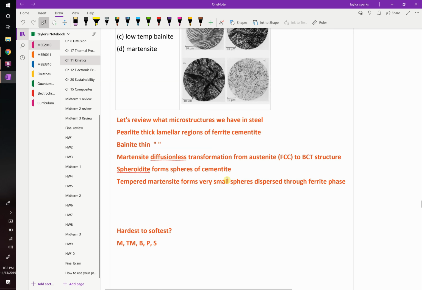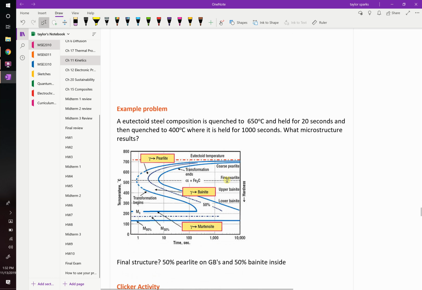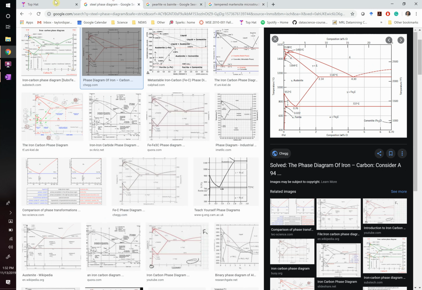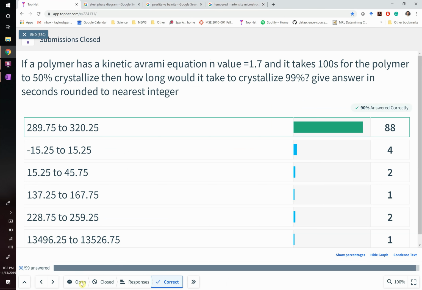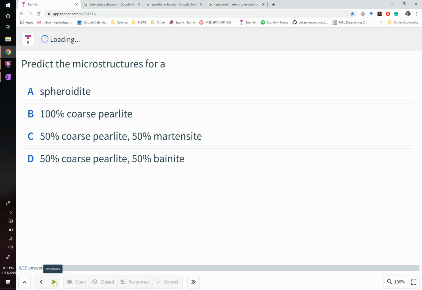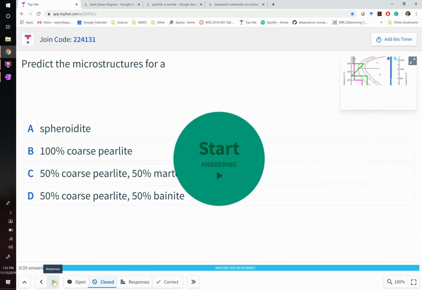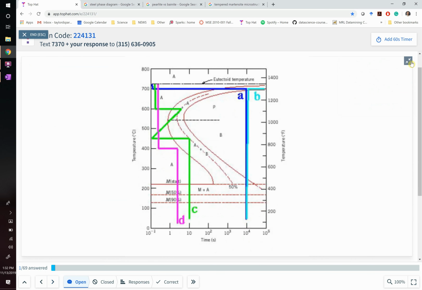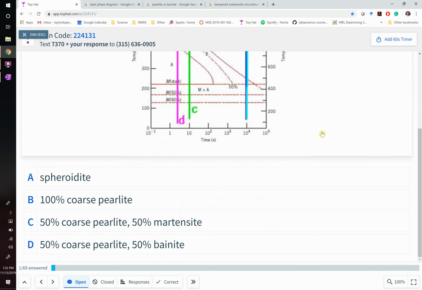Let's do some examples, okay? Let's talk about how we would get different regions. So we're going to do this with some clicker questions. The first question says, predict the microstructure for A.